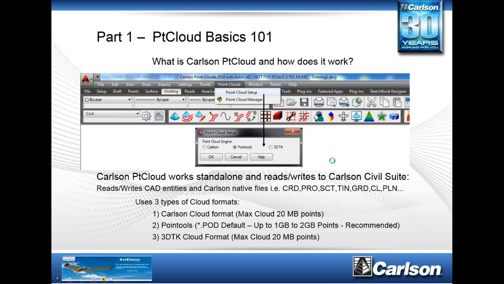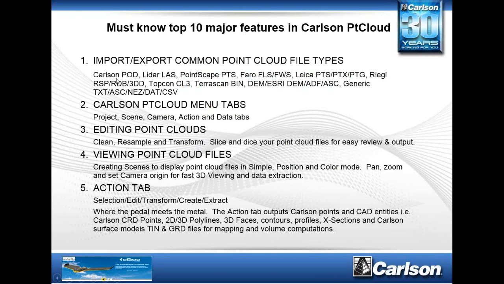All right, I want to discuss the must-know top 10 major features in Carlson Point Cloud, and I'll just go through them very quickly. One, import export, which I will be doing, common point cloud file types. The default standard type that we work with in Point Tools is a POD file, a file named .pod. You can also read in LiDAR LAS files, Pointscape PTS files, Faro files, Leica files, Riegl, Topcon, Terrascan, and also we can do generic files and the like.